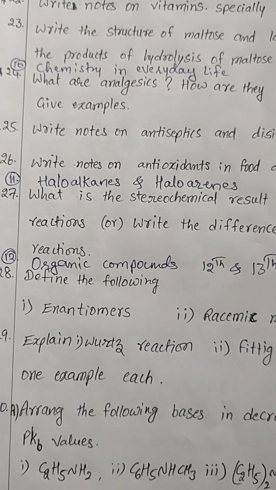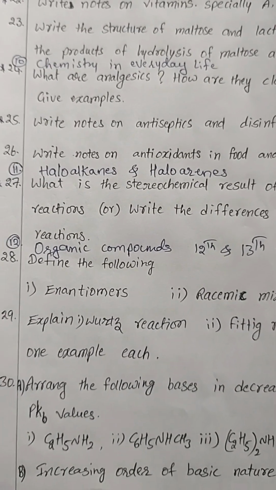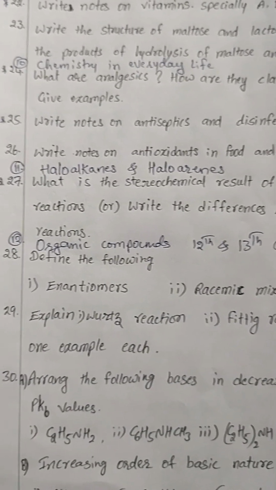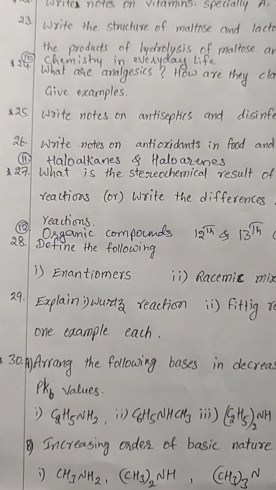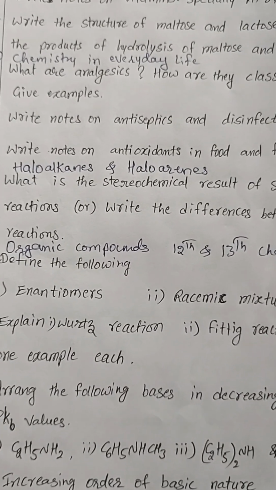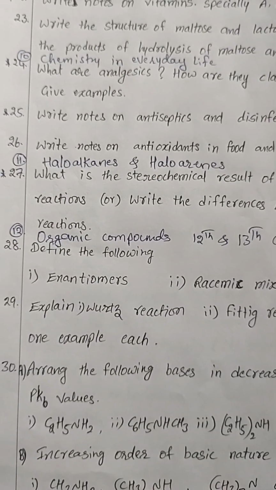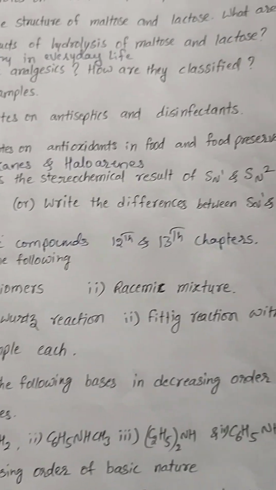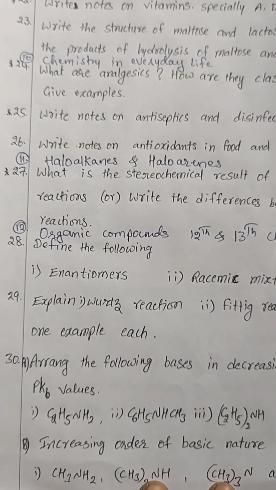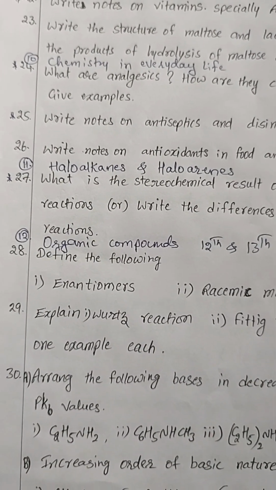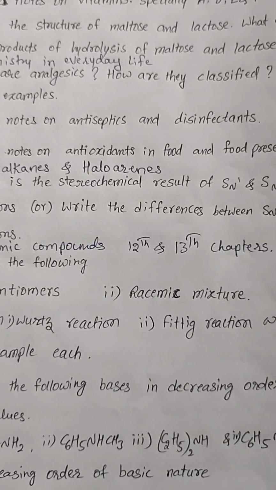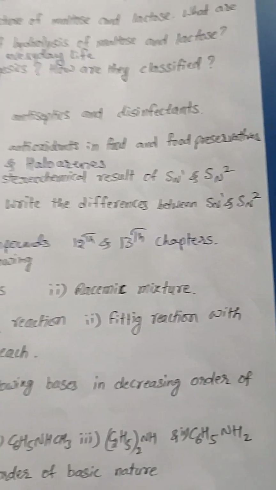Next, chemistry in everyday life. From this chapter, we get: what are analgesics, how are they classified? Give examples. Another question: write notes on antiseptics and disinfectants. This is a commonly asked question. Another one: write notes on antioxidants in food and food preservatives.